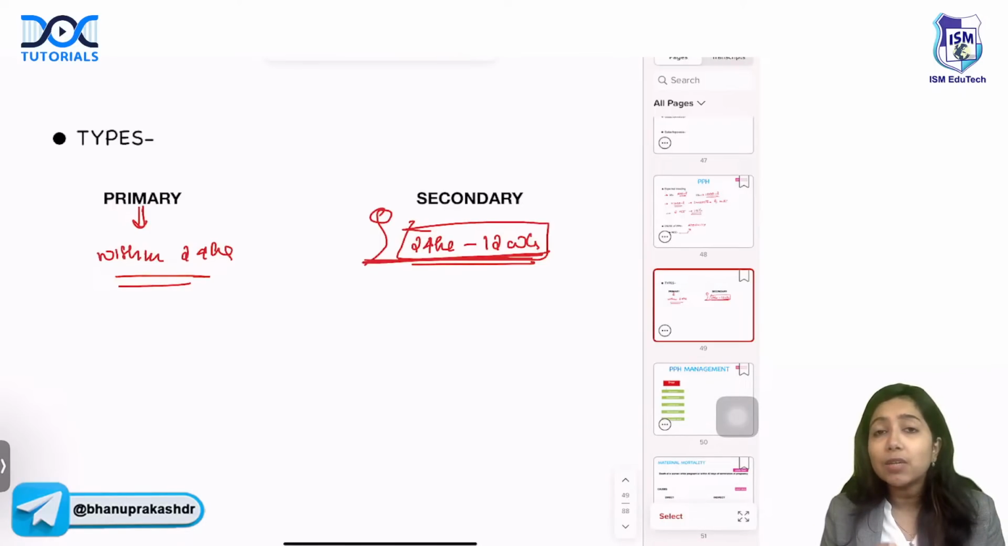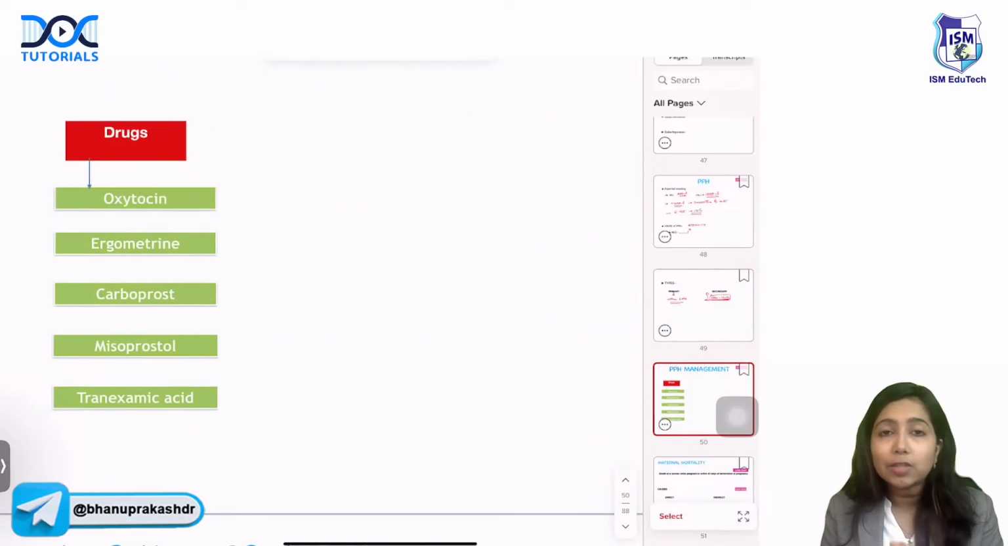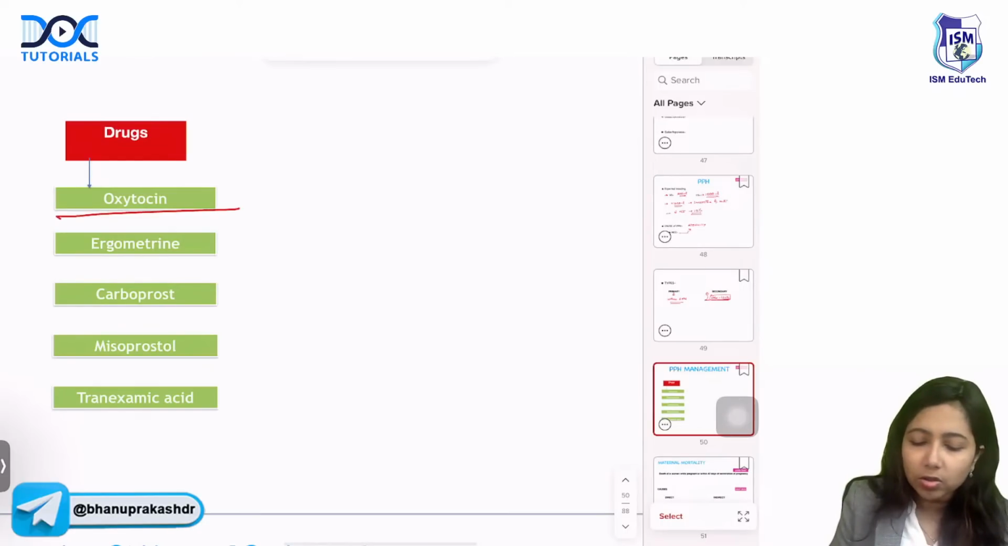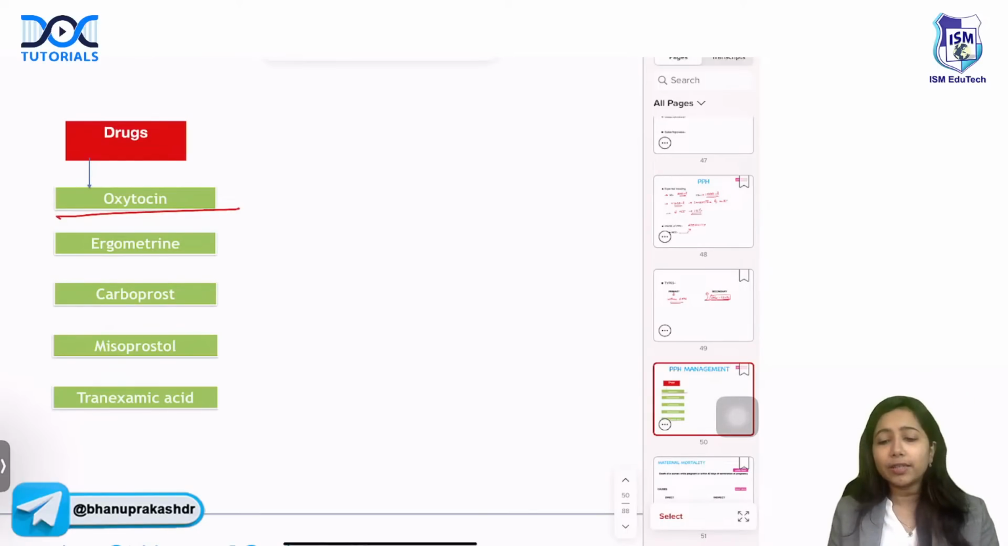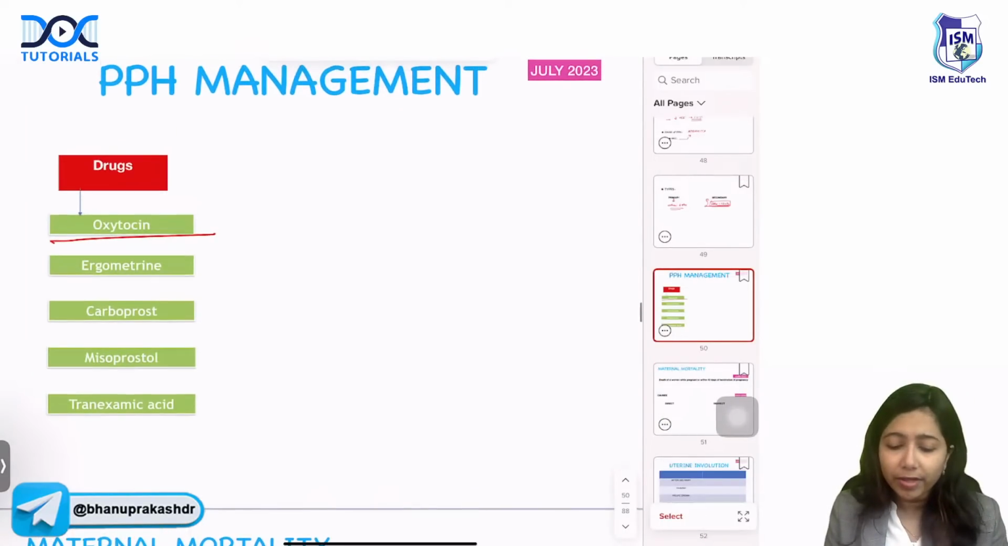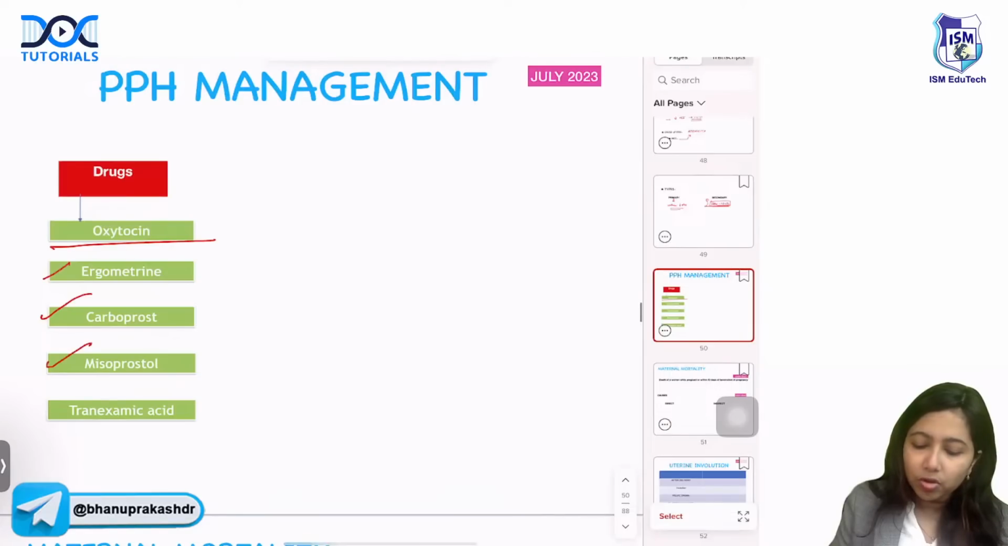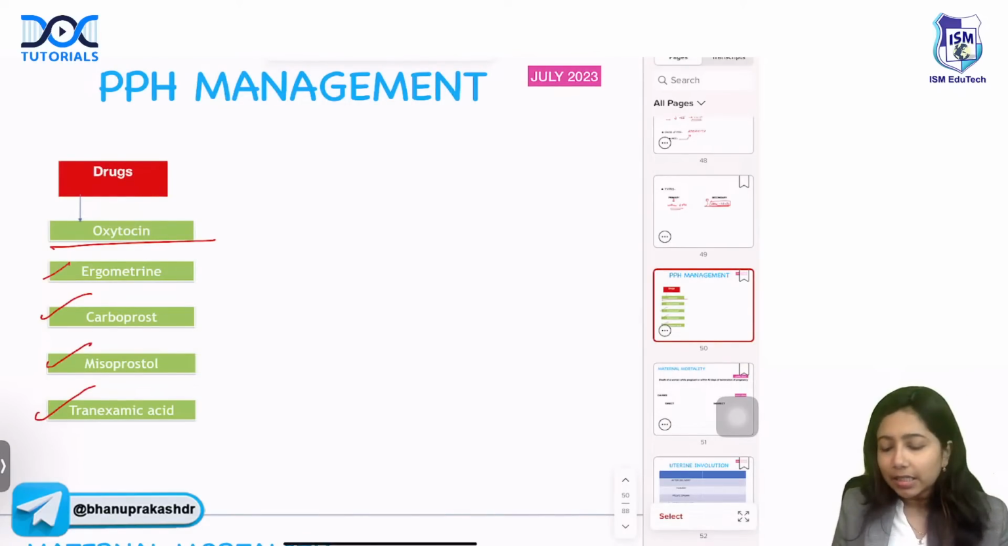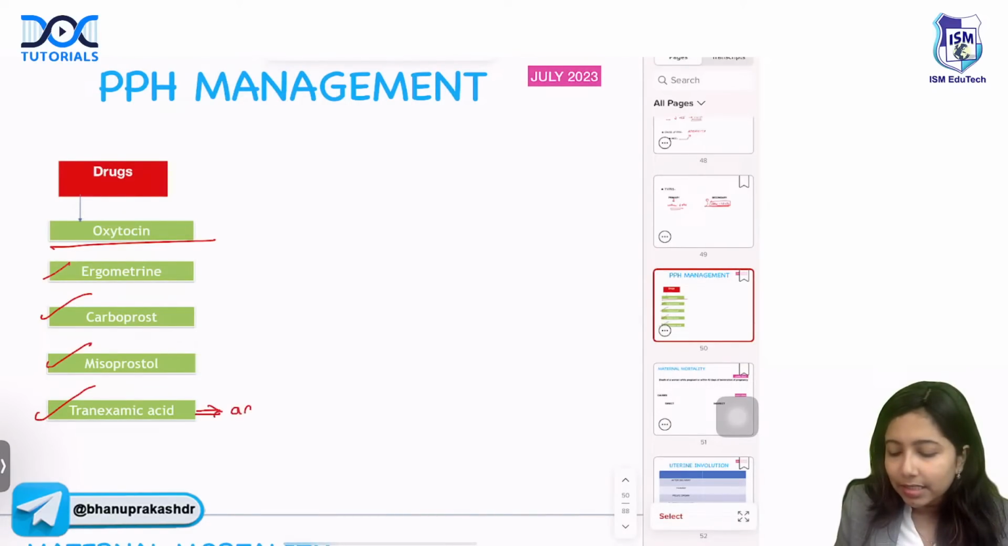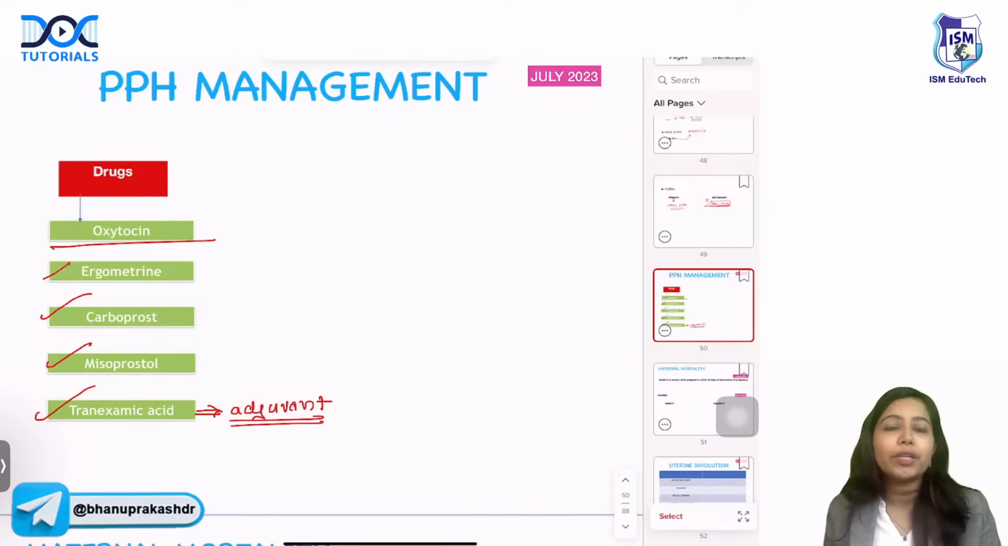As we discussed, even in active management, the first step was uterotonics. Even in PPH, the most important drug that you're going to give is oxytocin. The first drug is oxytocin. The other drugs include ergometrin, carboprost, misoprostol, and tranexamic acid. Tranexamic acid is just an adjuvant.